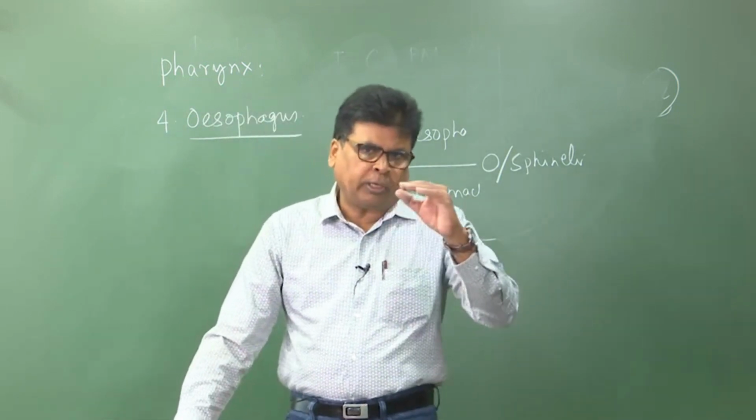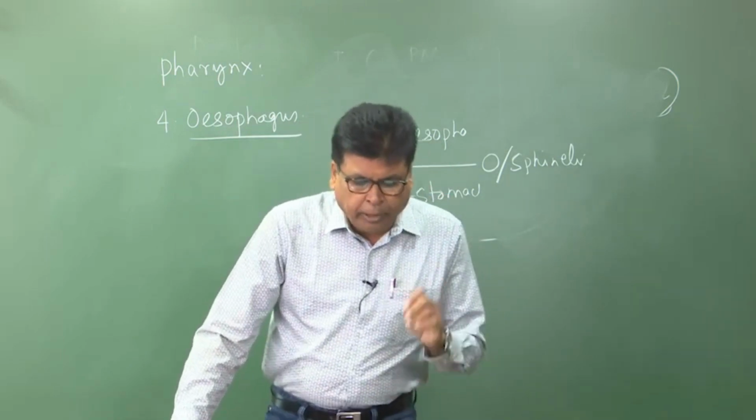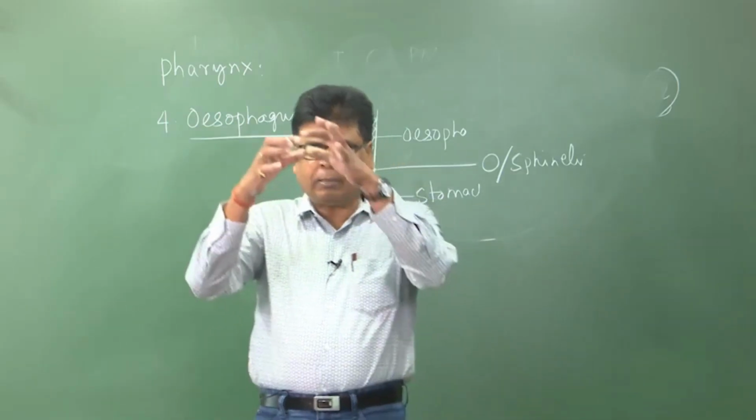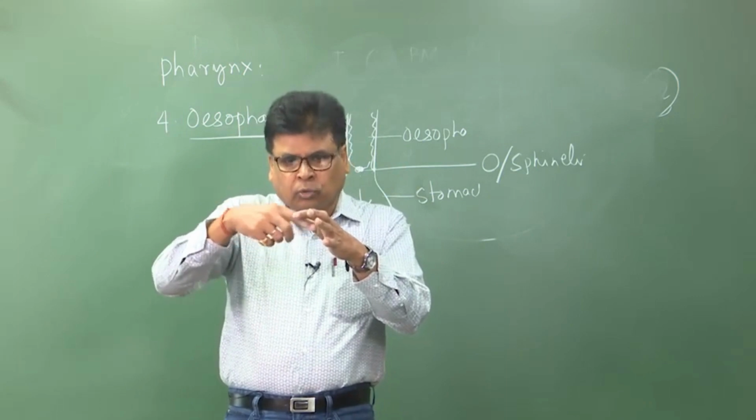So this is all about the cartilaginous fish. But in case of bony fish, what happens? In bony fishes, it is a short tube with its internal lining raised to 7 prominent longitudinal folds. How many? 7 folds. So for example, this is a tube, and the internal lining will be raised to 7 folds.